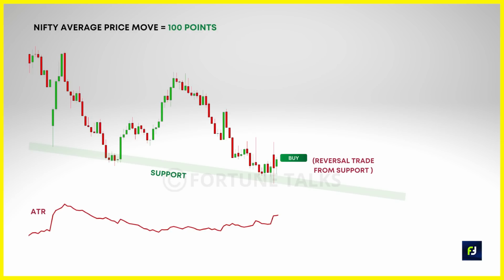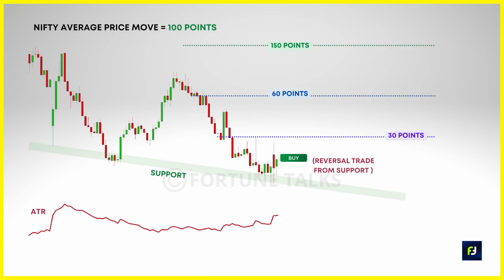Now let's consider another example. Let's say Nifty moves an average of 100 points a day. You went long at the support level based on a reversal strategy and you are not sure where to take profits. There are 3 possible resistance levels where you can possibly achieve your target. First is 30 points away, the second is 60 points away, and the last level is 150 points away. Which resistance level would you choose for your targets?